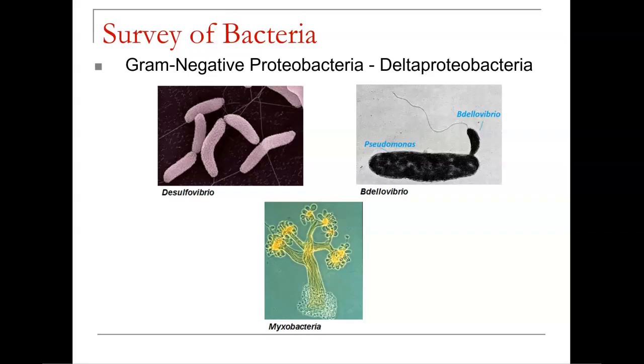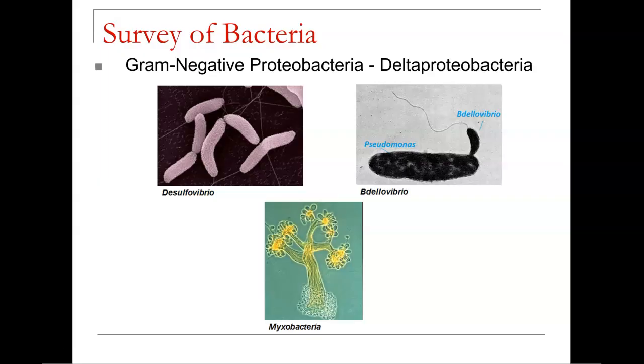Now, our fourth one in this class is going to be the Delta Proteobacteria. So we have Desulfovibrio. This is responsible for reducing elemental sulfur and sulfur-containing compounds, resulting in the formation of hydrogen sulfide gas. It's going to inhabit the sediment of polluted streams and sewage treatment lagoons.